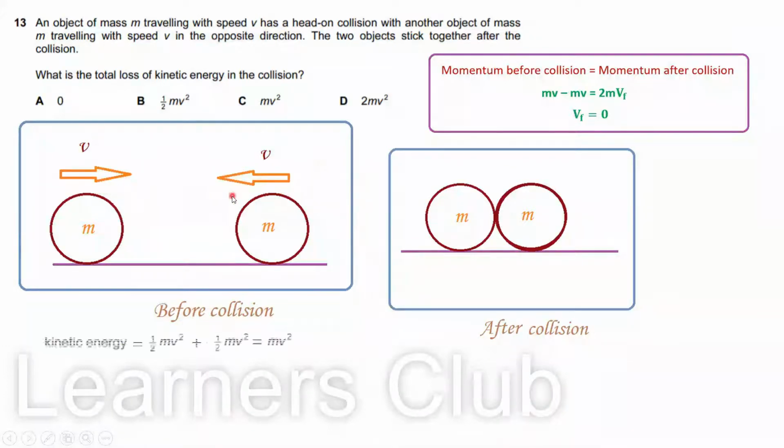If the velocity is 0, your kinetic energy will also be 0 after collision. Before collision, you can take half m v square plus half m v square. So before collision, the kinetic energy is m v square. After collision, the kinetic energy is 0. So the total loss of kinetic energy is m v square minus 0, which is equal to m v square. So your option is C.